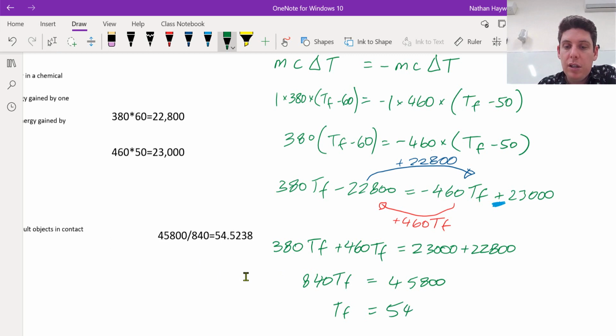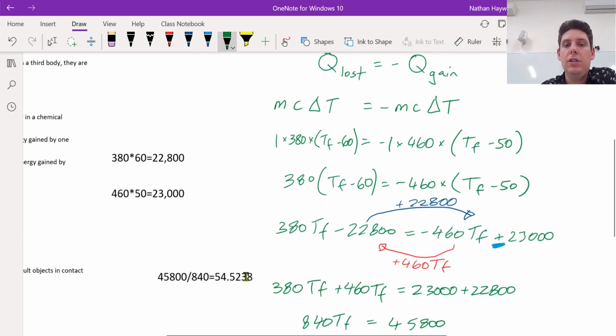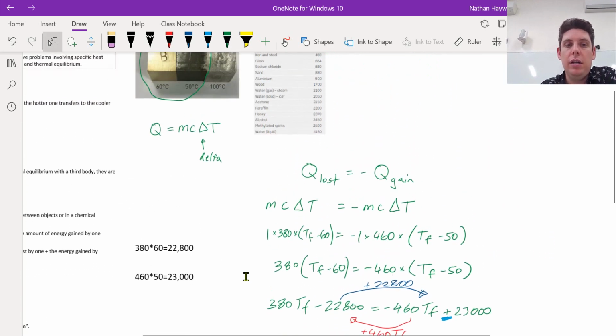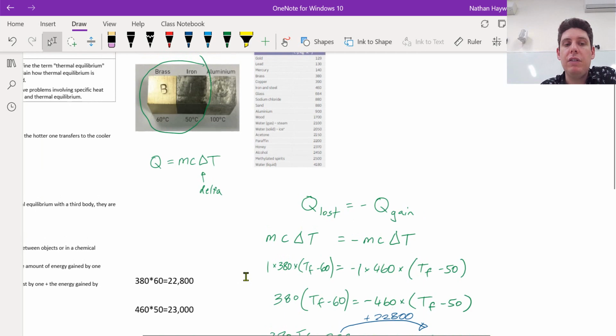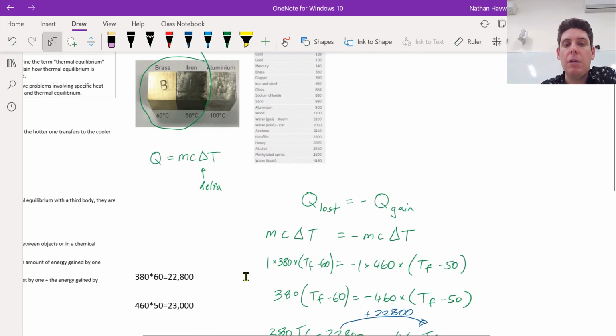So the temperature final for both of them will be 54.5238 degrees Celsius. So you can see, if we're just looking at brass and iron, the brass has gone down to 54 and the iron has gone up to 54.